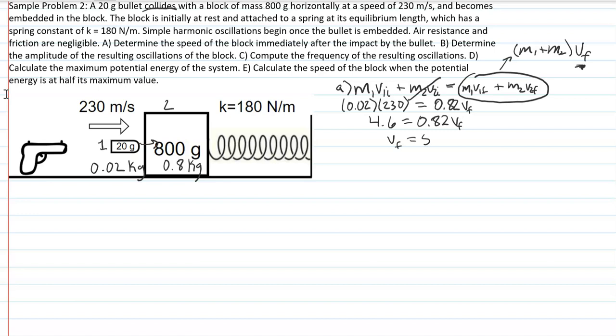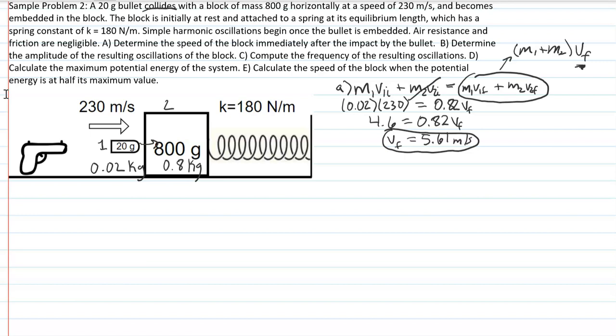And my VF is going to end up equaling 5.61, and the units are meters per second. So that's the correct answer to part A. For part B, determine the amplitude of the resulting oscillations of the block. Well, you might think at first, oh man, I'm so new to oscillations. I don't know if I know how to do that.